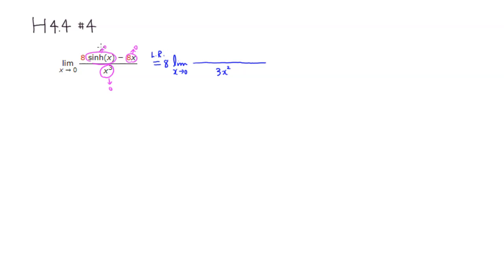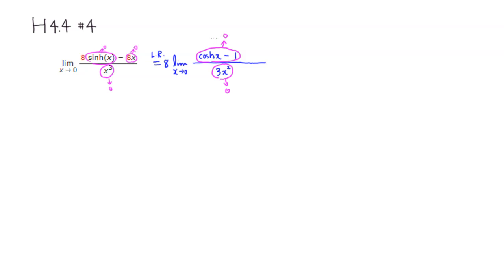The derivative of hyperbolic sine of x is hyperbolic cosine of x, and then minus the derivative of x, which is 1. And remember, 8 is already pulled out. Then as x approaches 0, the denominator still goes to 0 because 3 times 0 squared is 0. Hyperbolic cosine of 0 is 1, so it's 1 minus 1. The numerator still approaches 0.